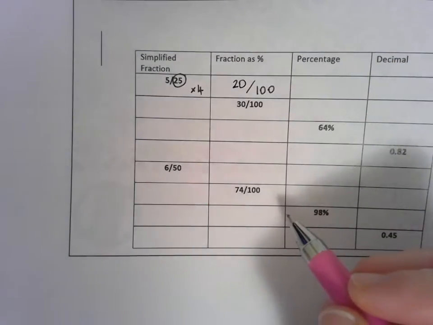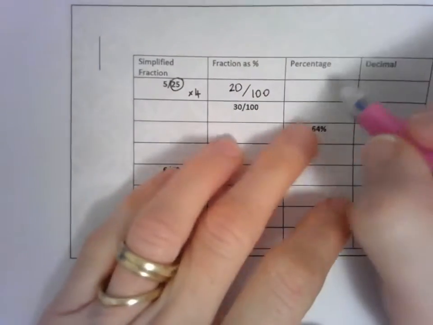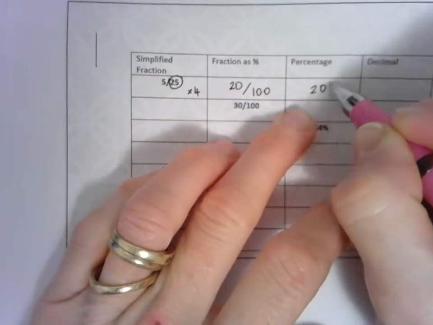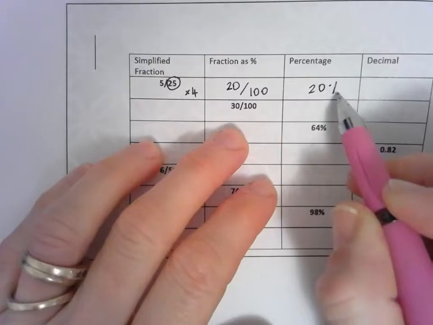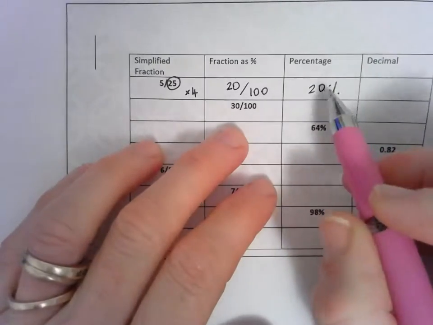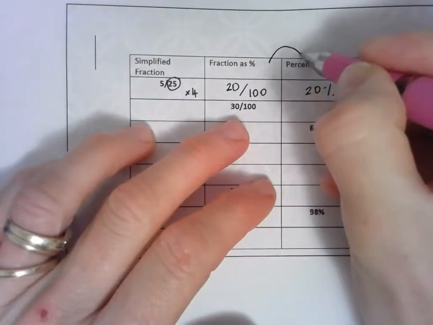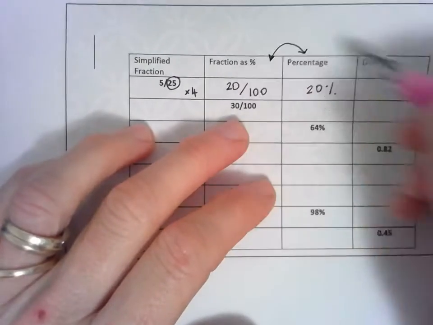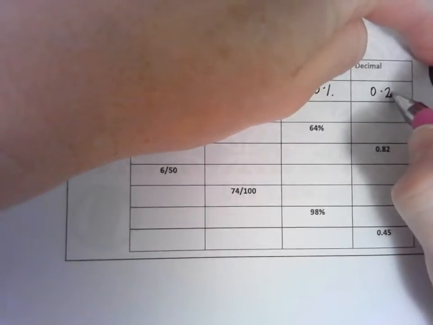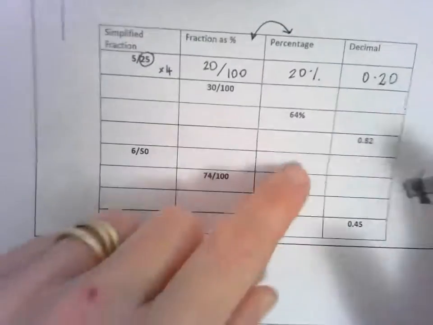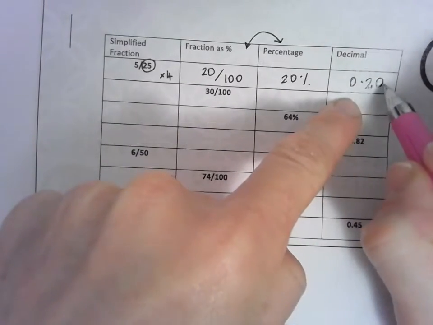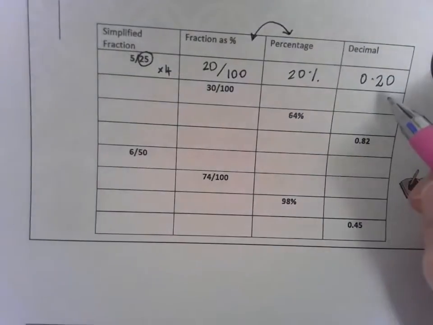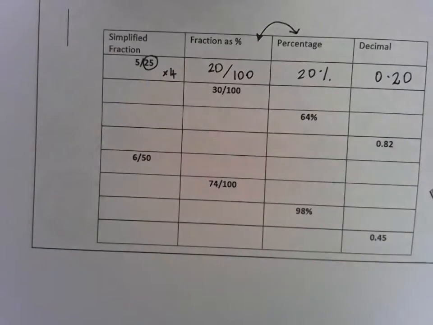As soon as you've got 20 out of 100 looking at you, hopefully you very quickly realize that it's then 20%, because percent means per 100. That's why I thought these two would help each other. Percent means per 100. And then your 2 and your 0 are your decimal, because this is your tenths column and this is your hundredths column. Hence it's 20 out of 100, but as a decimal.